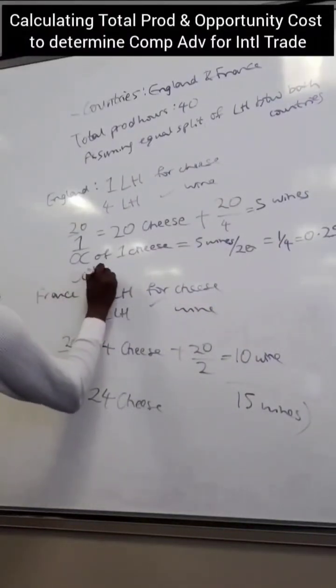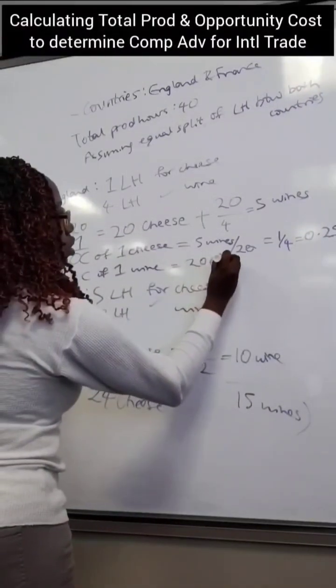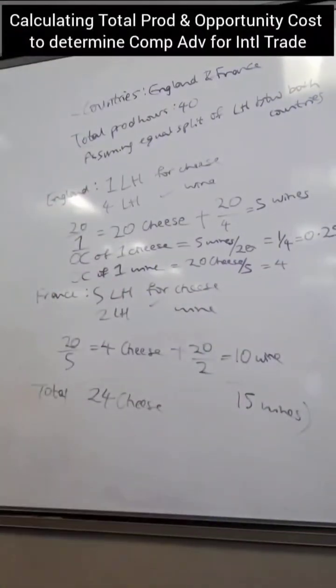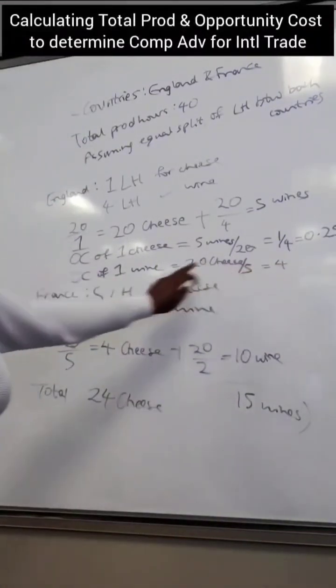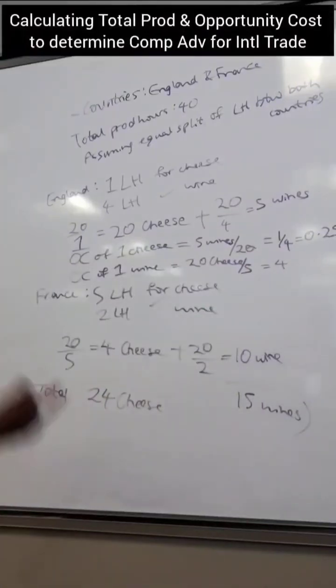How about the opportunity cost of 1 bottle of wine? That's going to be 20 cheese divided by 5 bottles of wine. So that is 4. So you have to give up 4 cheese to get 1 wine. Okay? Or giving up 1 wine will allow you to produce 4 units of cheese.